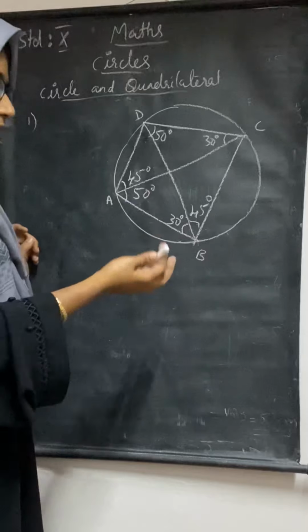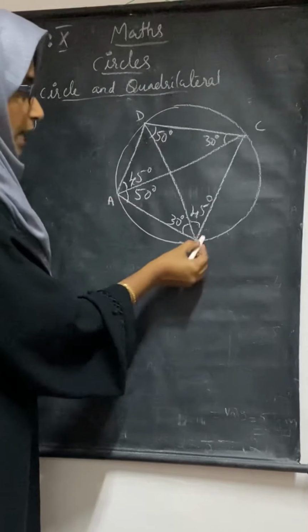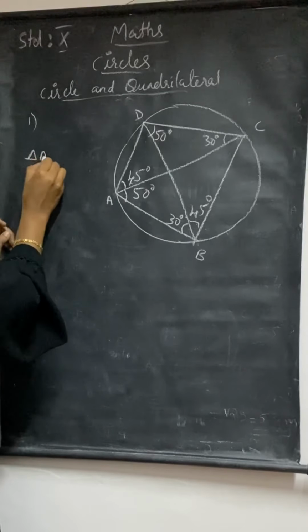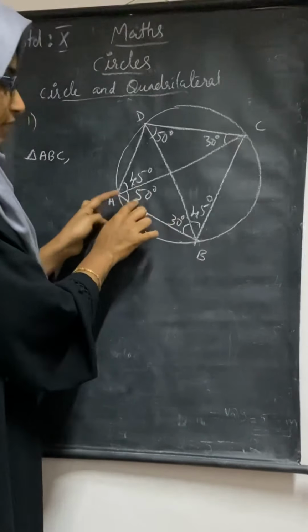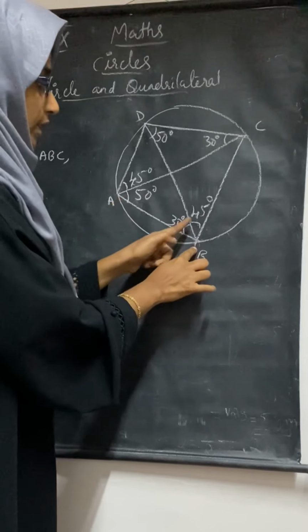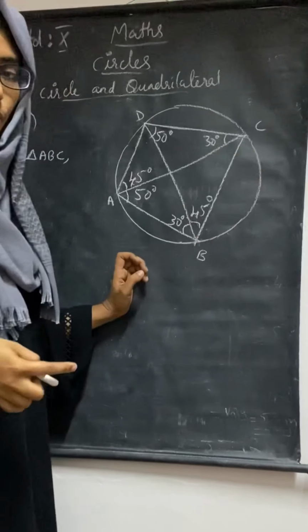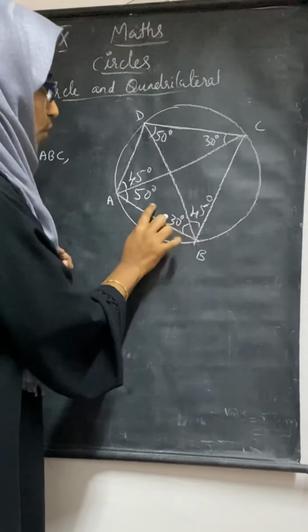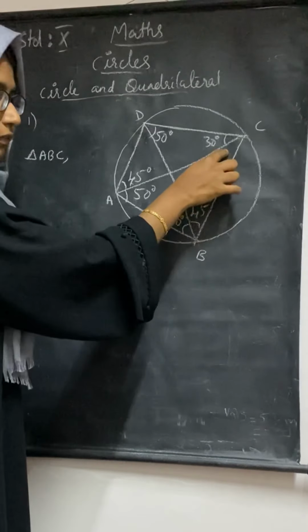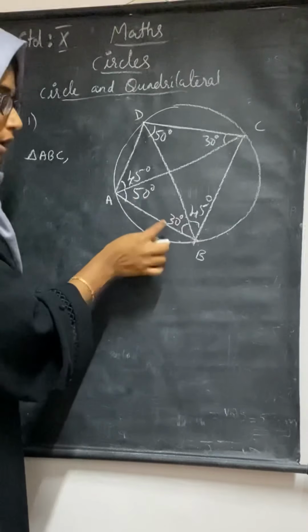So for that, what can we use? We can consider any triangle here. I can consider triangle ABC. In triangle ABC, you can see, A is given 50 degree, B is how much? 30 plus 45, 75. So the third angle you can find out, no? Through that you can write the same angle here also. Now how to find the missing angle from the triangle? That is 180 minus the sum of the other two angles.